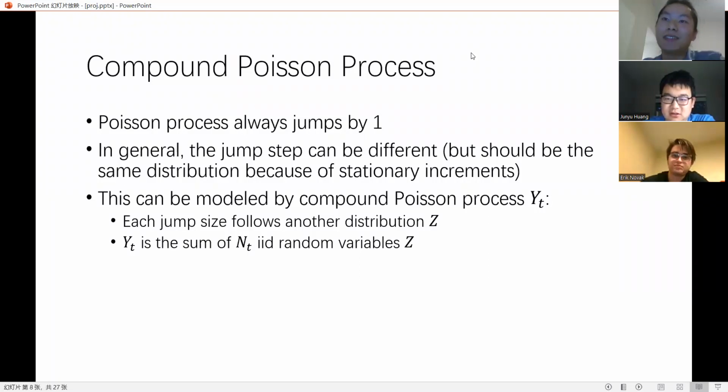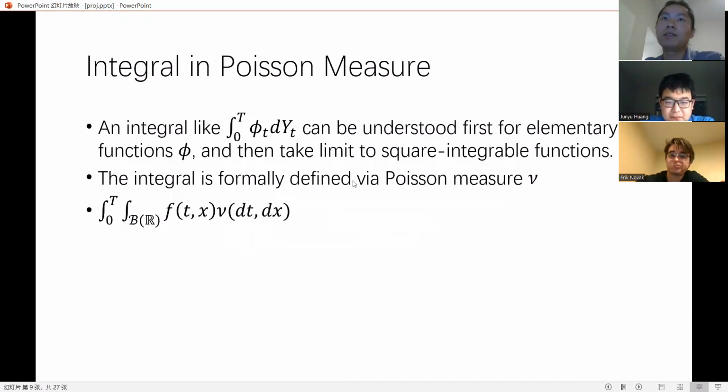In a compound Poisson process, it is like a Poisson process, but instead of jumping by step 1, each jump size follows another distribution Z. Because we have stationary increments, each jump size has the same distribution. And Y_t is just the sum of N_t i.i.d. random variables following Z. Now this is a more general Levy process.